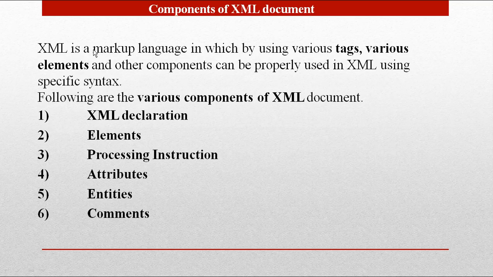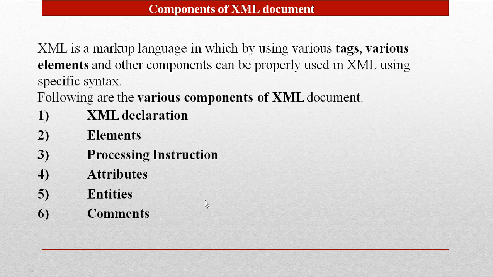Now the next topic is XML documents. Now we are going to discuss the components of the XML document. XML is a markup language which uses various tags, various elements and other components, and can be properly used in XML using specific syntax. So following are the various components of the XML document. Number one, XML declaration. Next component is the element, third one is the processing instruction, fourth one is the attributes, fifth one is the entities, and sixth one is the comment.